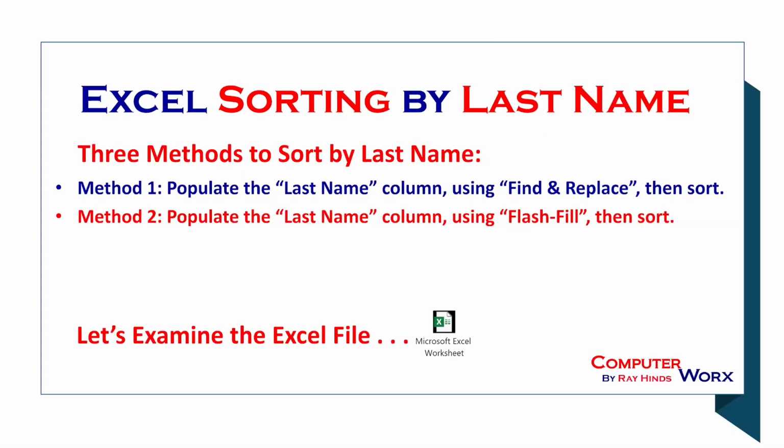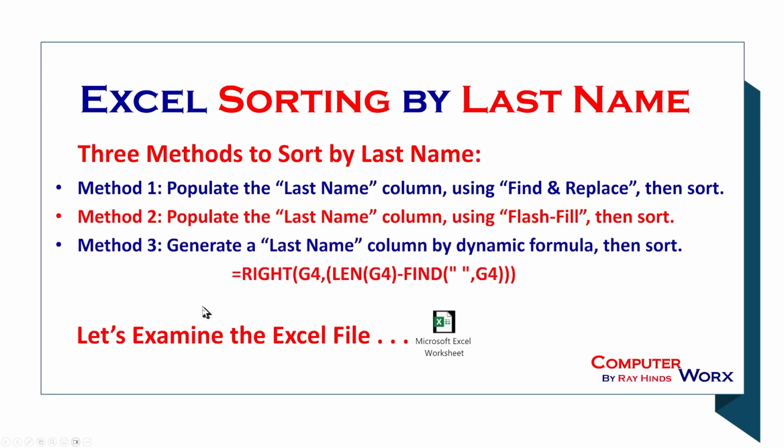Okay, let's go back and let's look at the third method. Third method is a great method. You just have to understand. Method 3 says generate the last name using a dynamic formula, and the formula will work for any future data that you put in there, and then you can sort. So this is the formula, but it's not going to be that hard.